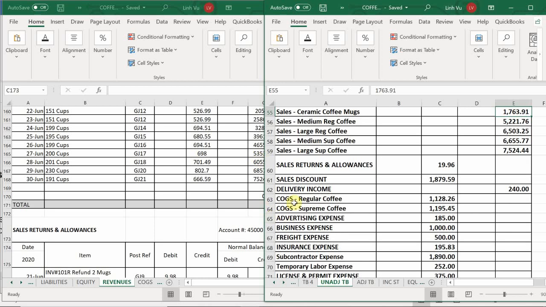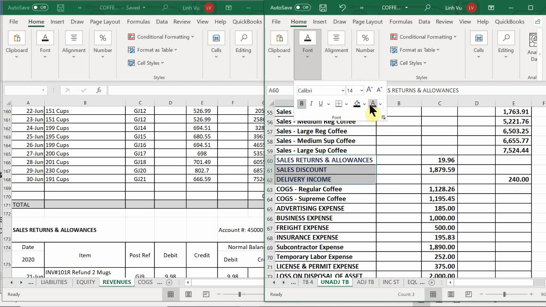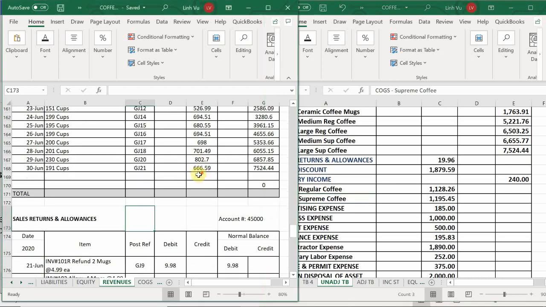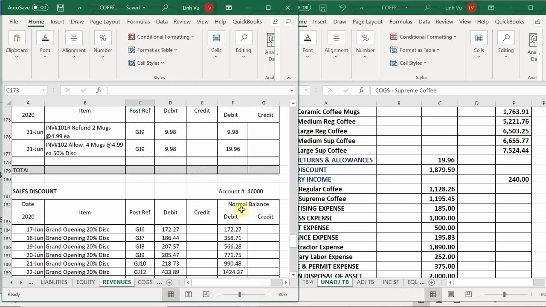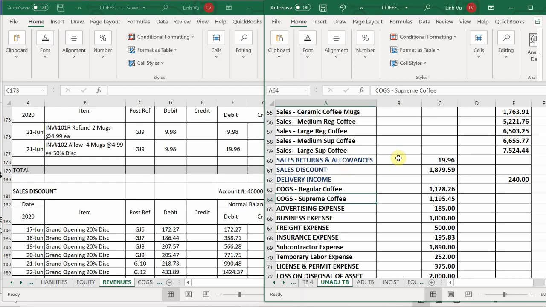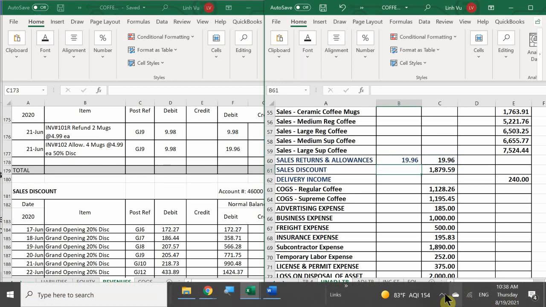So here we have sales returns and allowances, sales discount, delivery income. All of these are going to be main accounts. Okay. Right, because some of these are contra main accounts. A contra account could be for both a main or a sub account. So in this case, we have our purchase returns and allowances for a total of $19.96, which is the same. In this case, it's on the debit side, so we need to put that on the debit side. Okay.